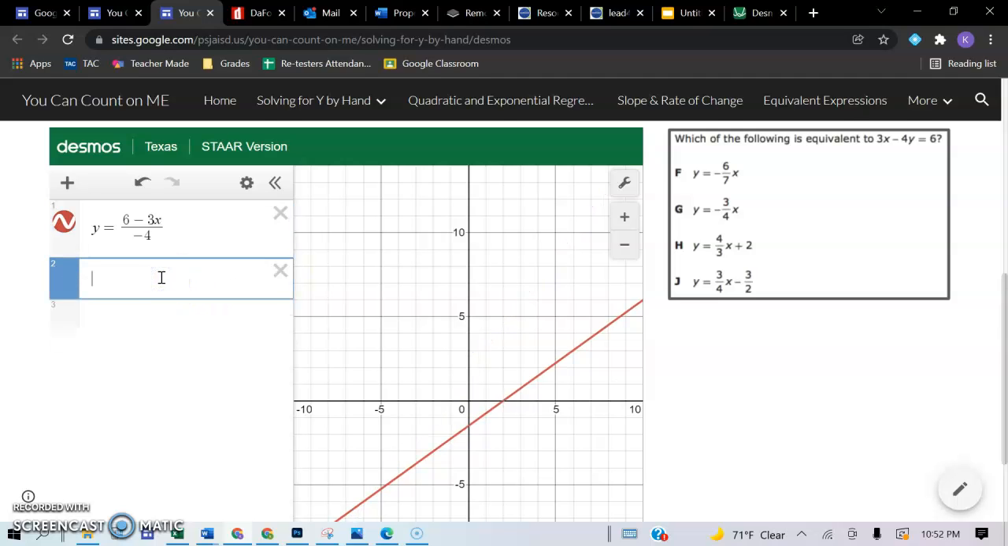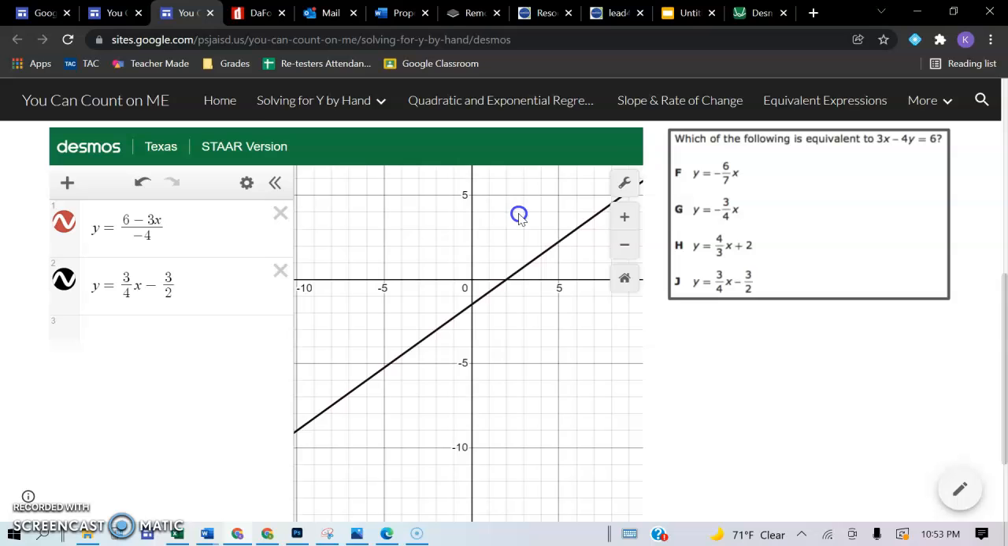And so let's go to J. y equals 3 divided by 4, x minus 3 divided by 2. And as you can see, we only see one line.